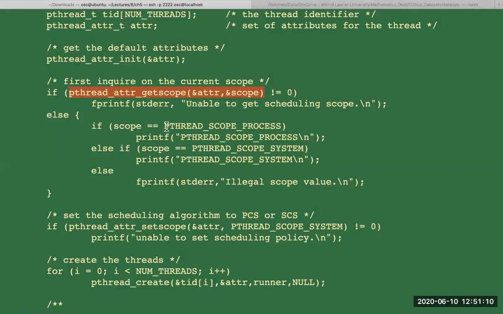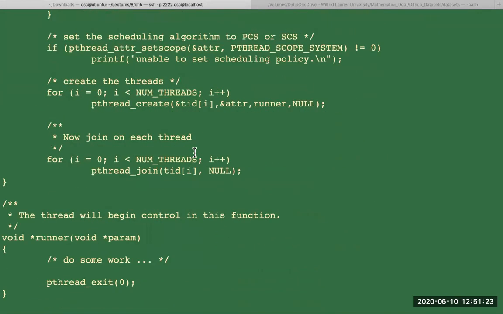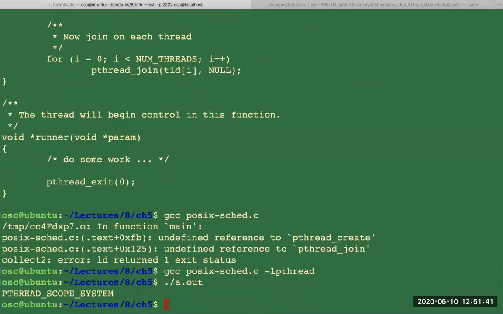Based on that, the scheduling would be performed. If the scope equals PTHREAD_SCOPE_PROCESS, it prints PTHREAD_SCOPE_PROCESS, else it prints PTHREAD_SCOPE_SYSTEM. We will run this code and see. Because this is an Ubuntu system, it is running PTHREAD_SCOPE_SYSTEM. This is used for Linux and Mac systems, where SCS scheduling is happening for threads.